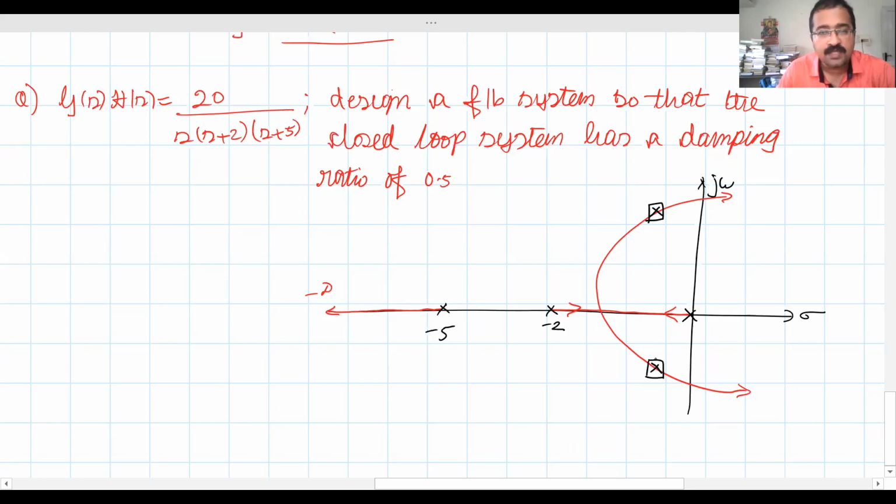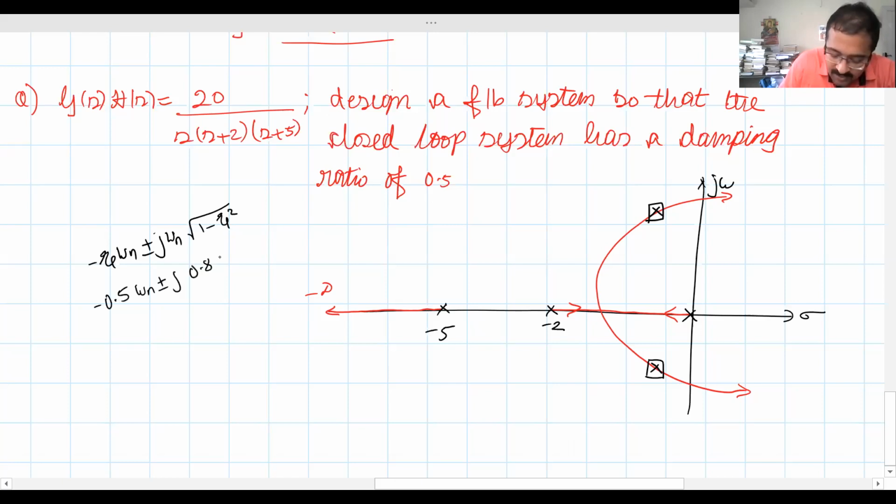Now we have to calculate the value of the dominant closed loop pole, but we have only 0.5. So what's the dominant pole? Dominant pole is minus zeta omega n plus minus j omega n into root of 1 minus zeta square. Damping ratio 0.5 is given, so that means minus 0.5 omega n plus minus j 0.866 omega n. So the real part of this dominant pole is minus 0.5 omega n, and the imaginary part is j 0.866 omega n. The same is applicable here also, because this is the complex conjugate.